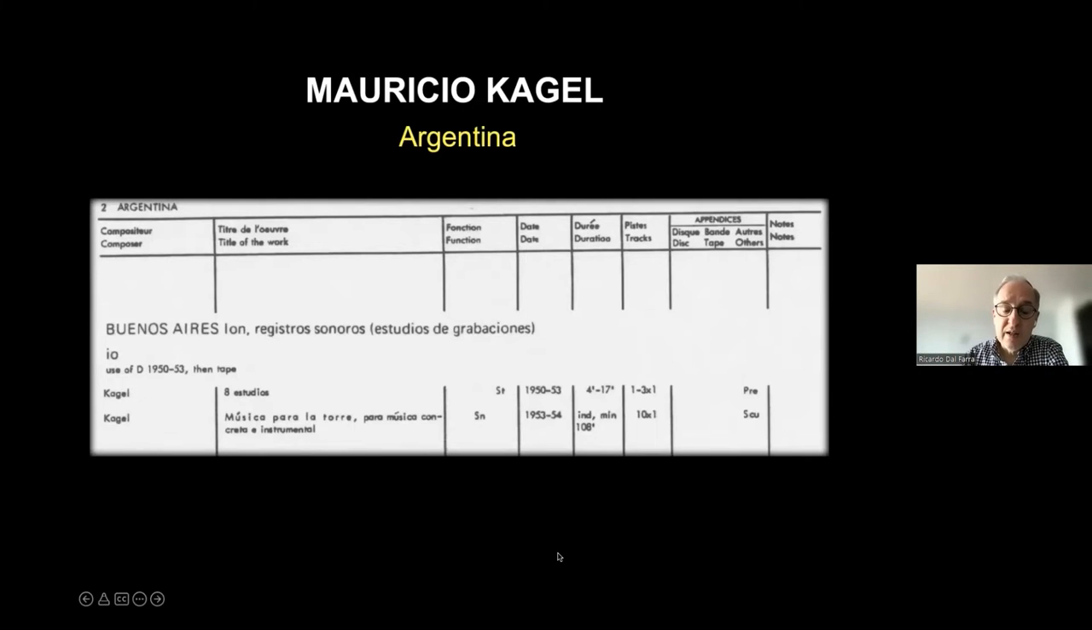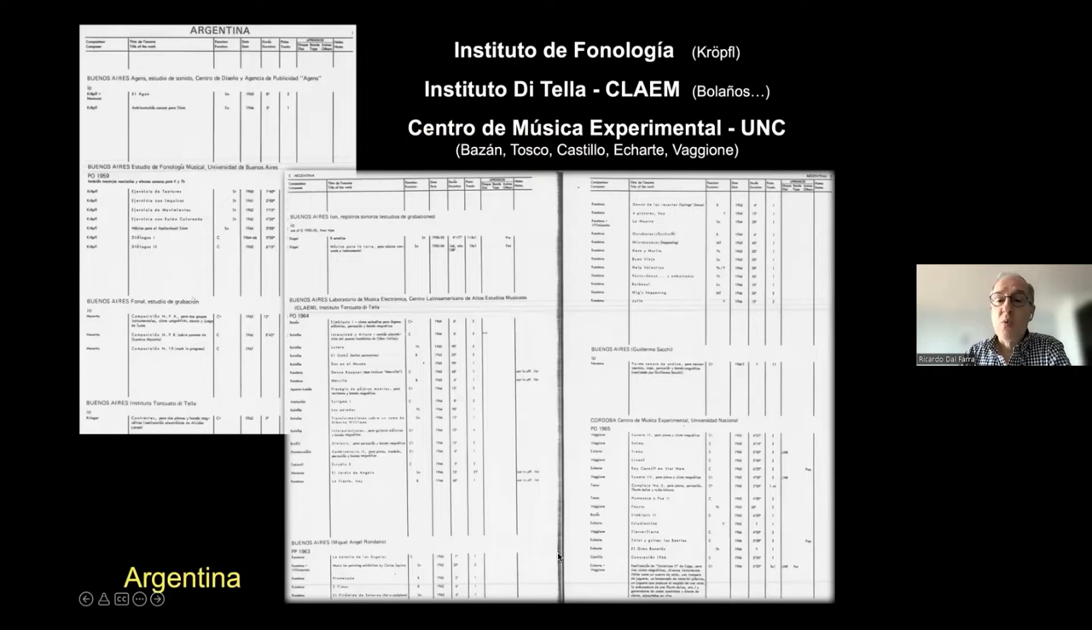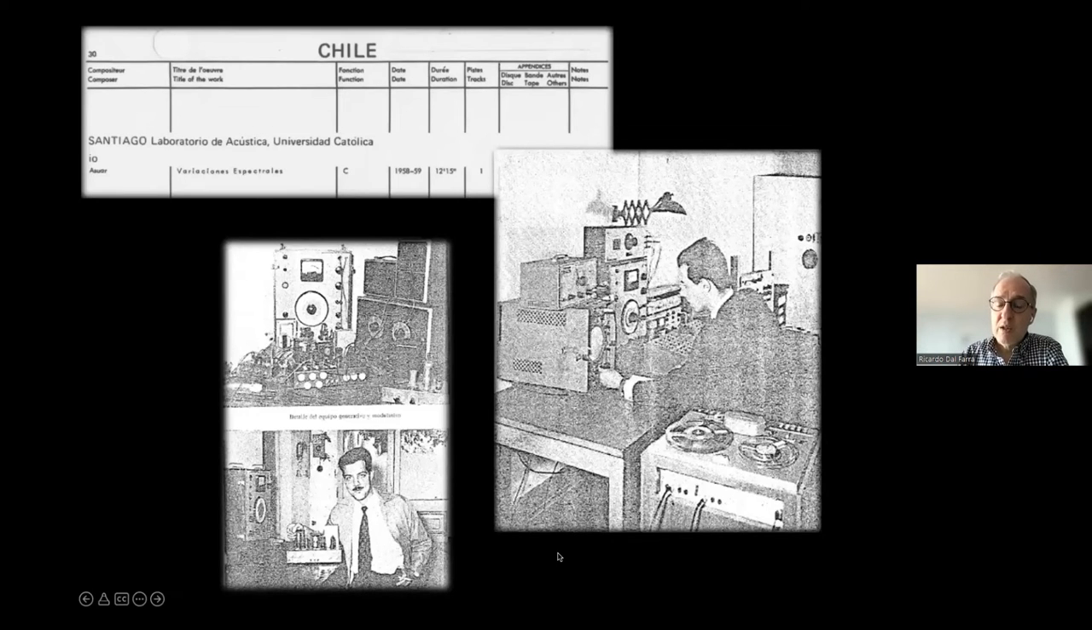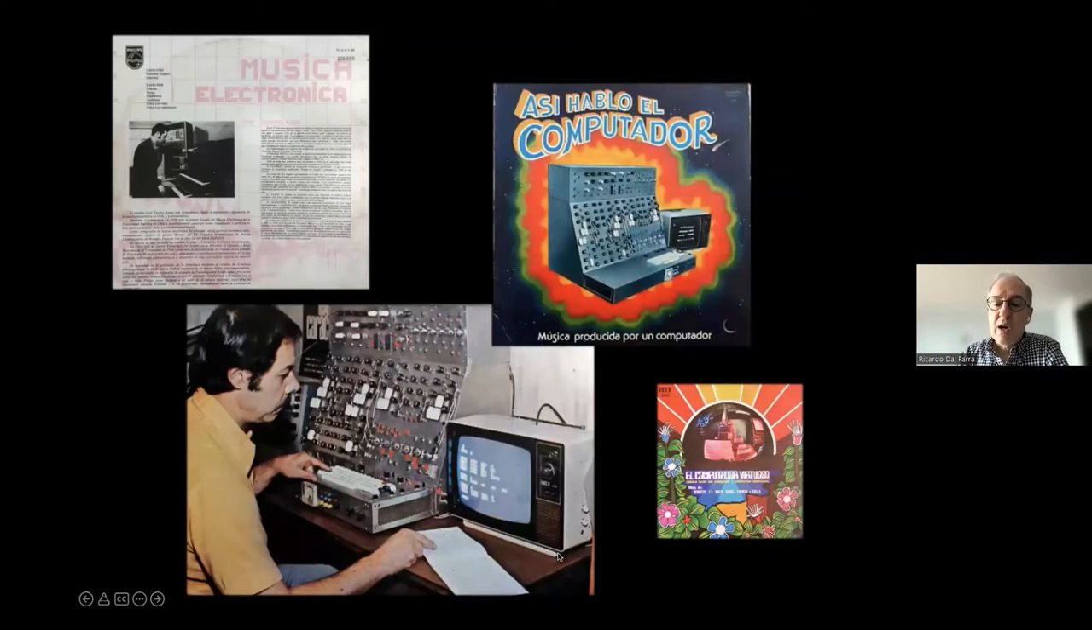So as you can see here in this catalog, done during the 60s, Kagel was already producing electroacoustic studies and pieces between 1950 and 1953, 54 in Argentina, or works by other people in Argentina, also in several labs already in the 50s, 60s and 70s. Same in Brazil, where people were starting to do electroacoustic music in the 50s. Or in Chile, José Vicente Azuar was doing electronic works, like Juan Amenábar, in the late 50s. José Vicente Azuar was also producing some mixed, hybrid works in the late 60s, early 70s in Chile.